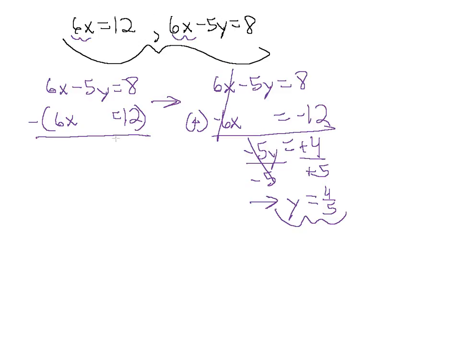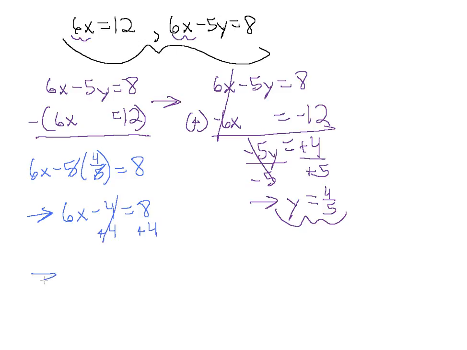So let's plug y into our second equation. So we have 6x minus 5 times y, which is 4 over 5. Excuse me, that's 4 over 5, equals 8. And let's go ahead and solve for x. These two terms will cancel. So we have 6x minus 4 equals 8. Let's go ahead and add 4 to both sides. Recall that this should equal x equals 2.